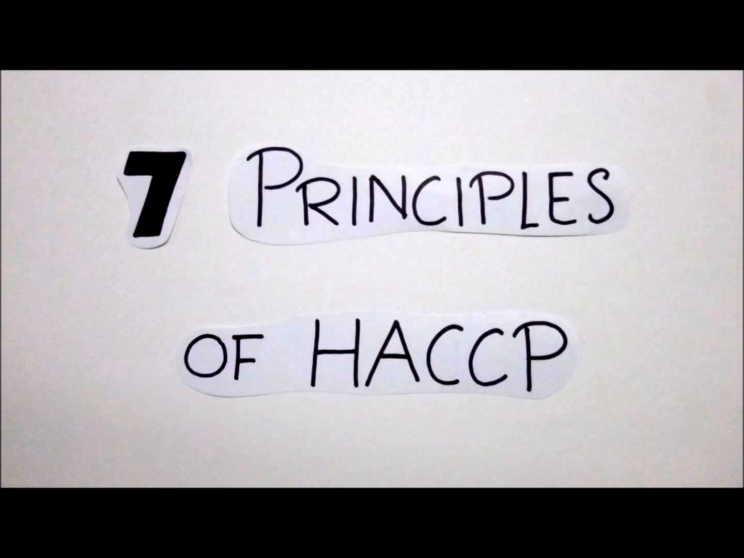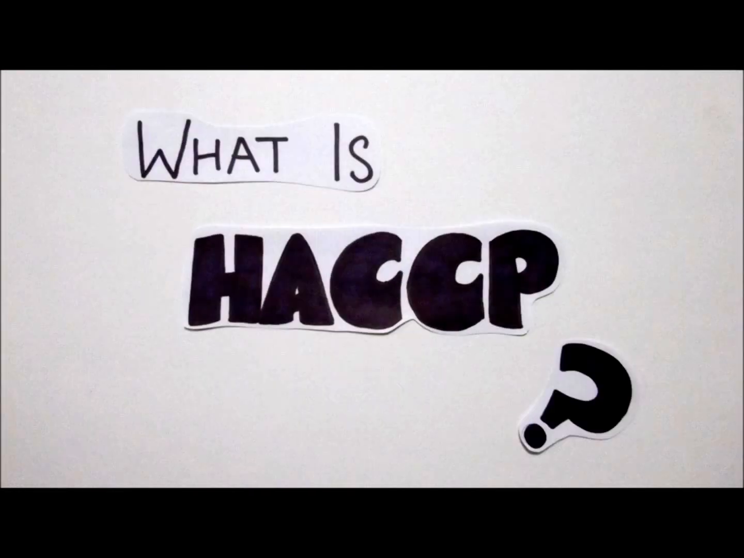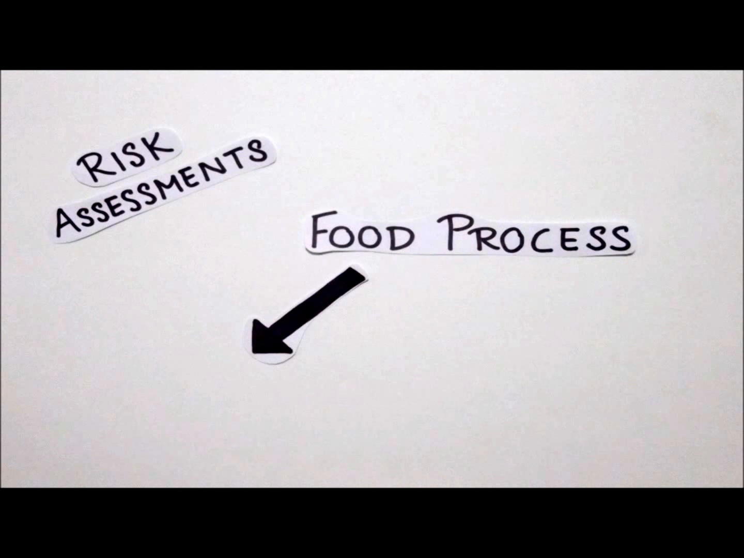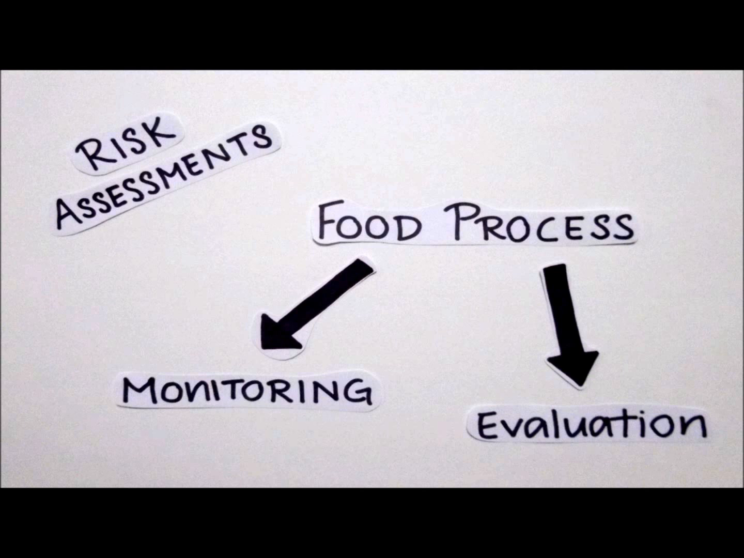Everybody. This video will be a presentation on the 7 principles of HACCP, also known as Hazard Analysis and Critical Control Points. So, what is HACCP about? HACCP is actually a quality assurance system designed to prevent problems before they actually happen. It includes risk assessments, monitoring and evaluation of the food process, which helps reduce errors. And as with any system, it needs to be verified to ensure that the system works.